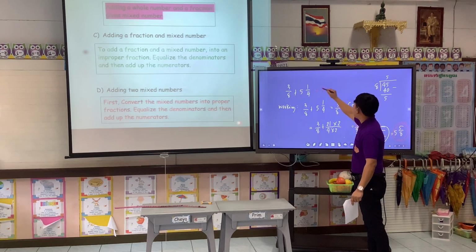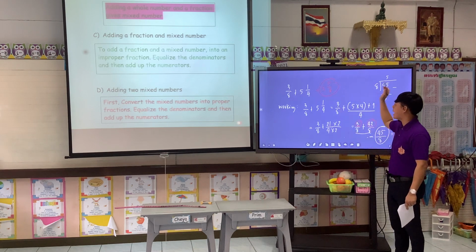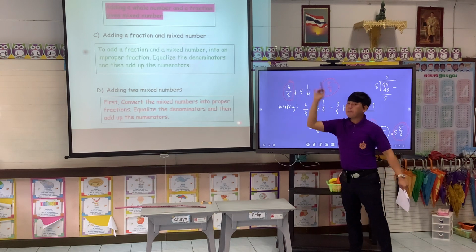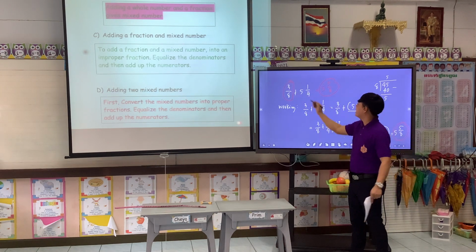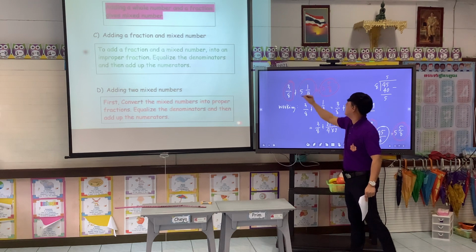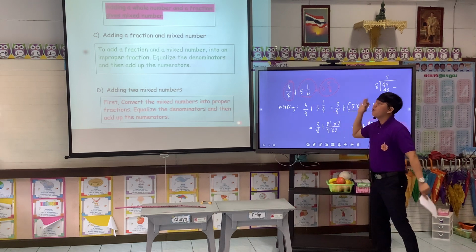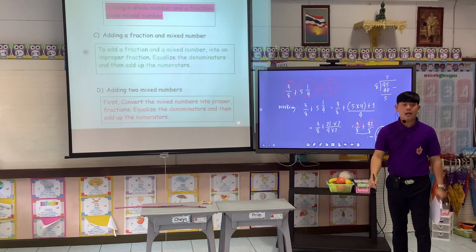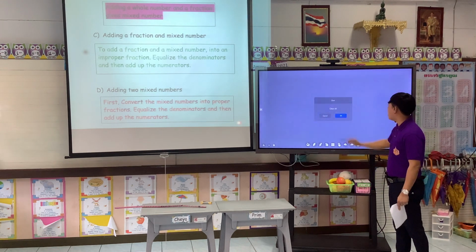5 and 5 over 8. Okay, this is the final answer. This is how we add a proper or improper fraction plus a mixed fraction. This is how we solve this problem. Do you understand? Okay, next, I have one more.